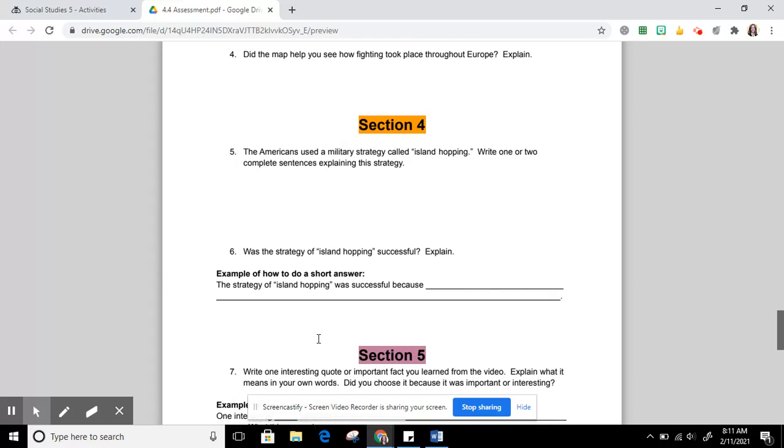And number 6, was the strategy of island hopping successful? And here I gave you an example of how to complete this in a short answer. Notice that I restate the question in my answer. The strategy of island hopping was successful because, and you're going to fill in the blanks.